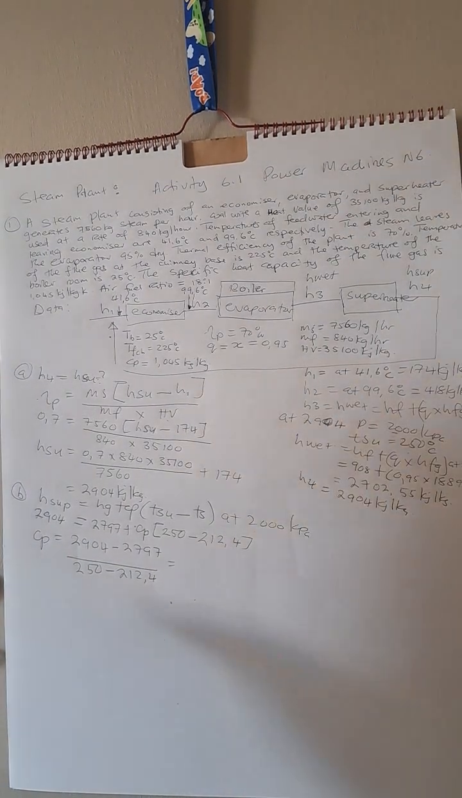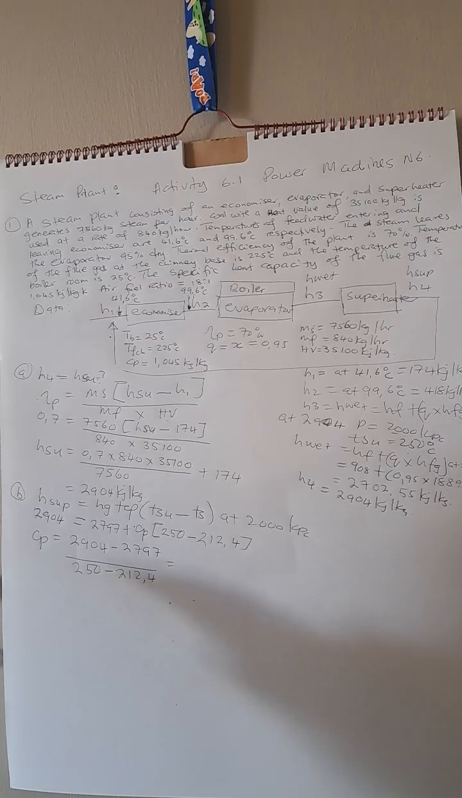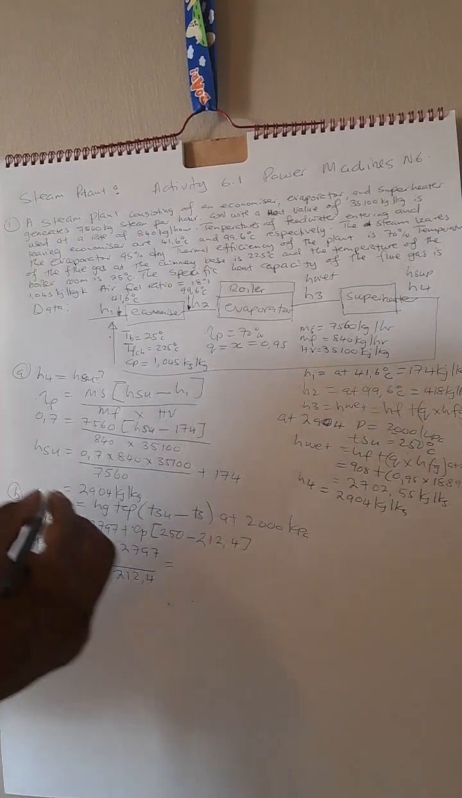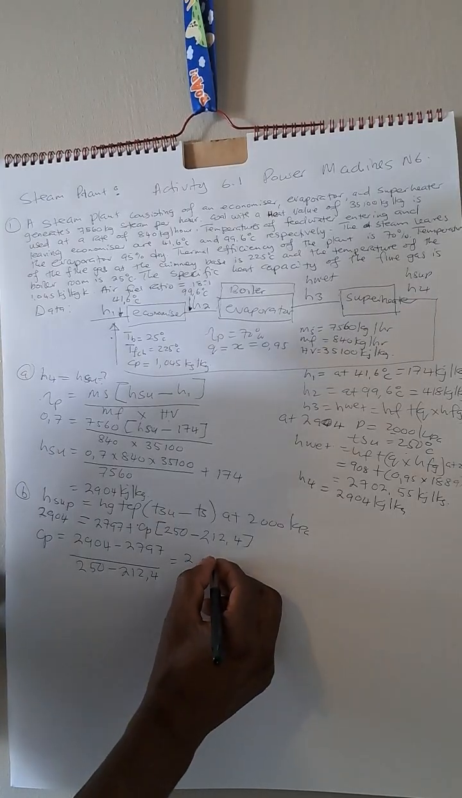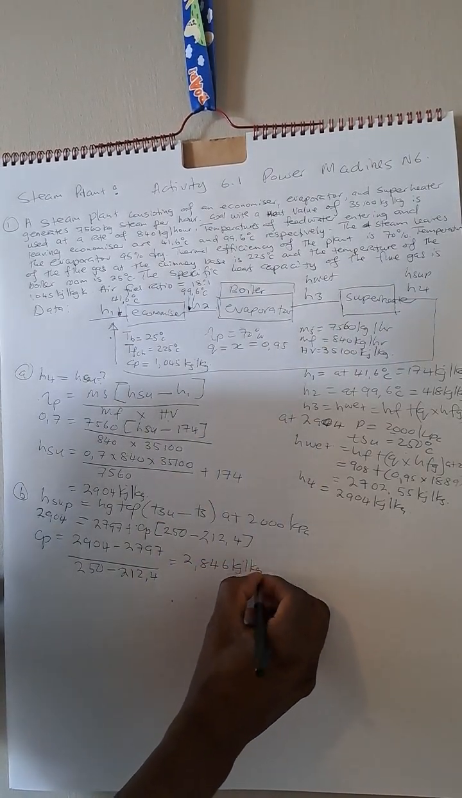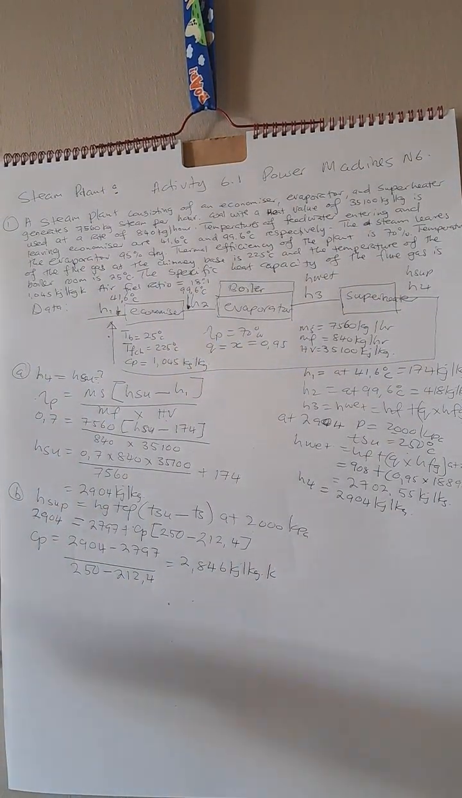So let's see what we are getting there. 2904 minus 2797, divided by 250 minus 212.4. I'm getting 2.846 kilojoules per kg Kelvin. So we now have our CP.